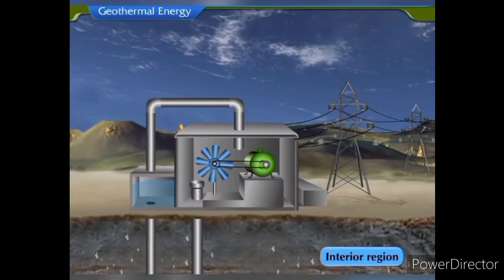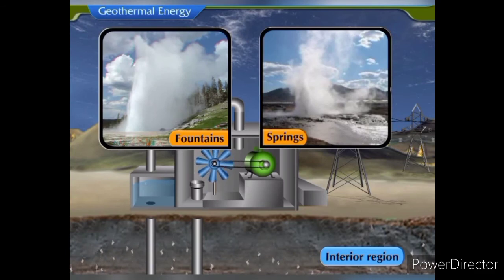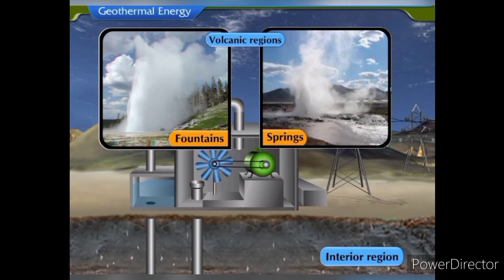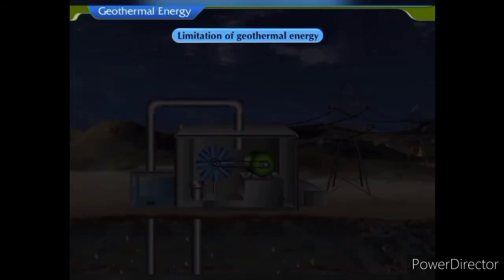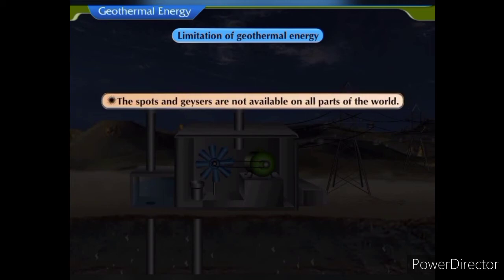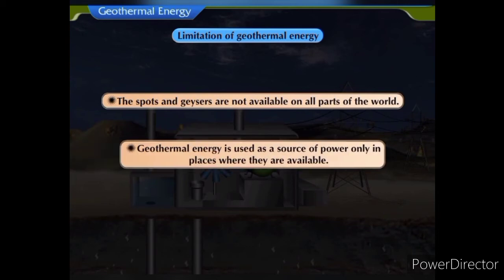Have you heard of hot water fountains and springs in some volcanic regions? These hot water springs and fountains are called geysers. These geysers are also sources of geothermal energy. The limitation of geothermal energy is that as the hot spots and geysers are not available on all parts of the world, geothermal energy is used as a source of power only in the places where they are available.